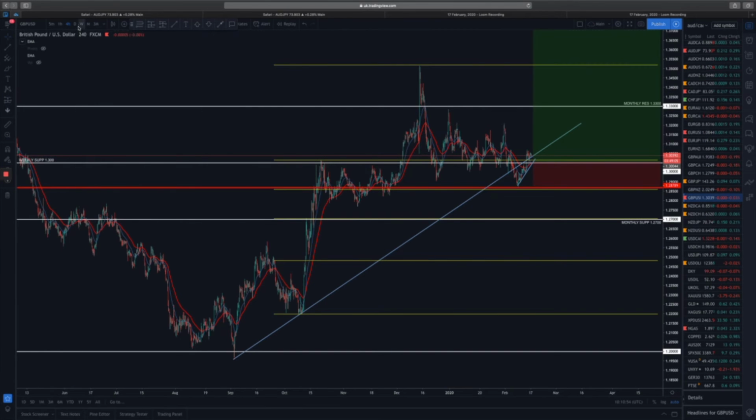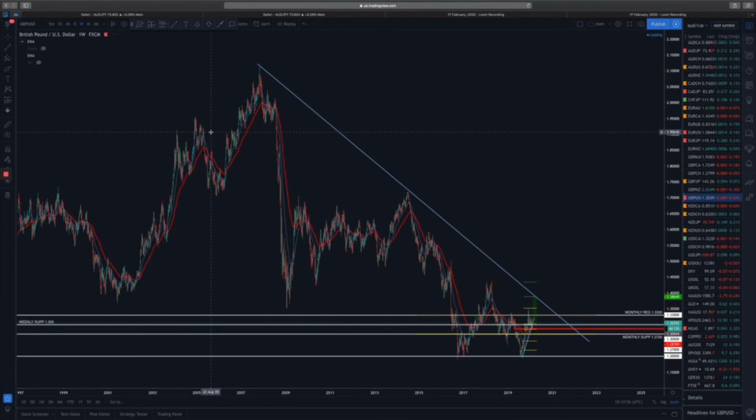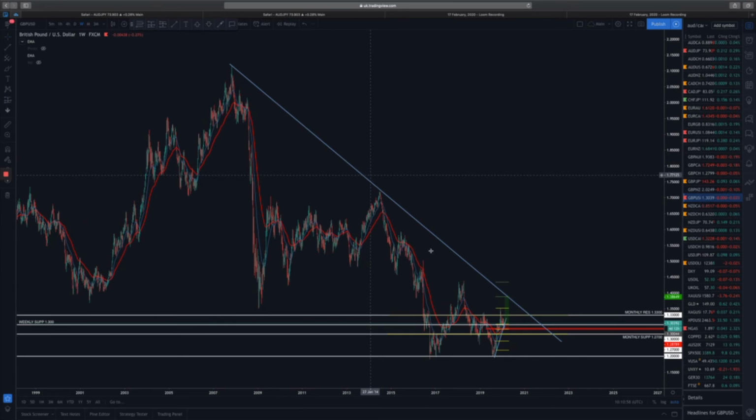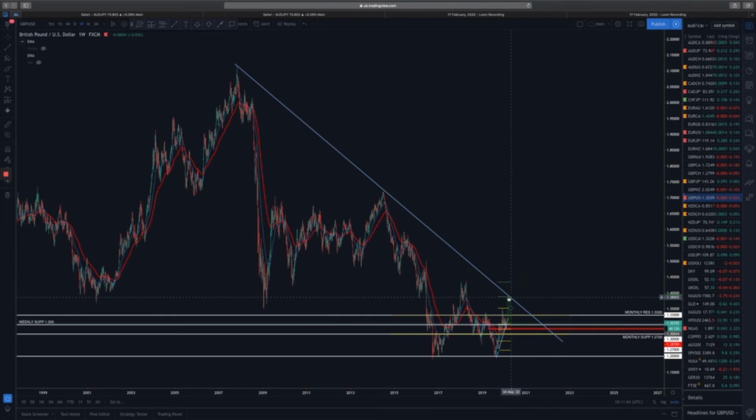Pound dollar, higher time frames, I am bullish. You can see pull back to this downward sloping trend line would be interesting. Lines up with 1.2 on the fib target as well, and then here you can see we have had a rejection of this level before, so 1, 2 and 3. So it is where I think price will go.